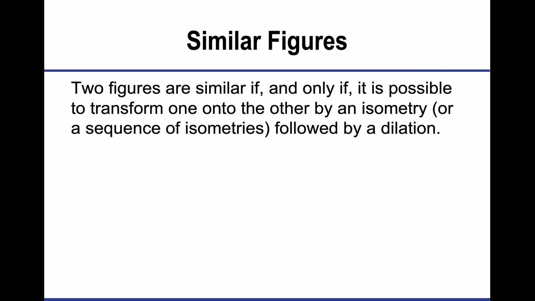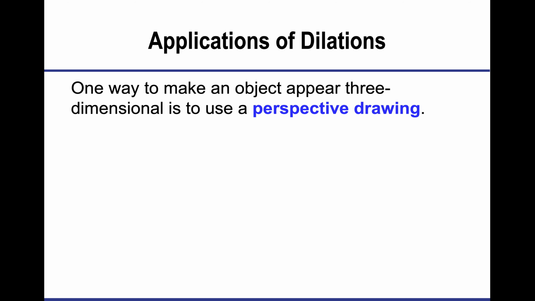Two figures are similar, and this is how we're going to define similarity, if I can transform one into the other utilizing isometries or a sequence of isometries, followed by a dilation. So similar figures have to have that dilation happening with them.